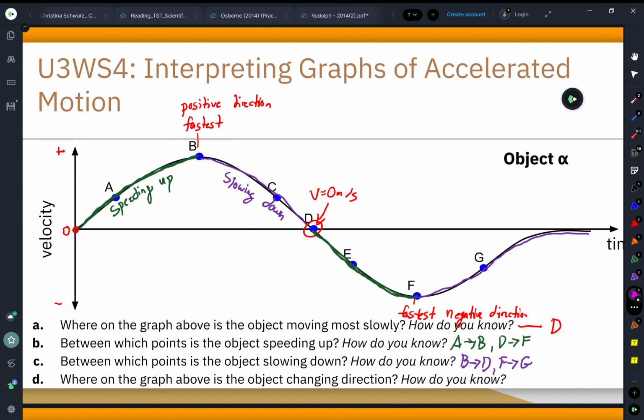A positive velocity means that the object is traveling in the positive direction. A negative velocity means it's traveling in the negative direction. So this object changes direction where the velocity changes from positive to negative, or negative to positive. And that only occurs at point D, where we have a velocity of 0. Because the instant before, the velocity was some positive velocity, and the instant after, it was some negative velocity. So the sign of the velocity changed, which means the object changed direction.